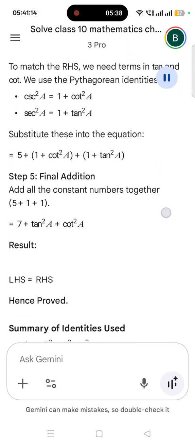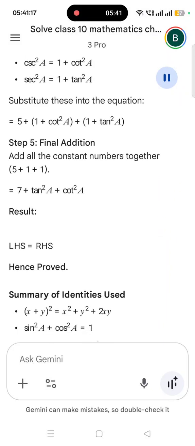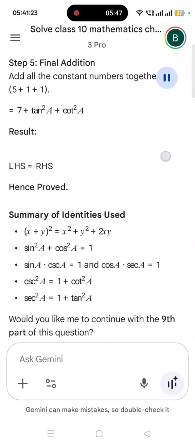Step 5. Final addition. Add all the constant numbers together: 5 plus 1 plus 1. Result: hence proved. Summary of identities used.